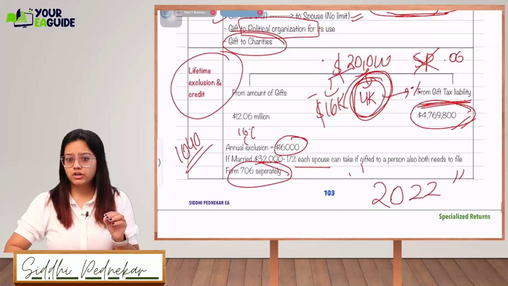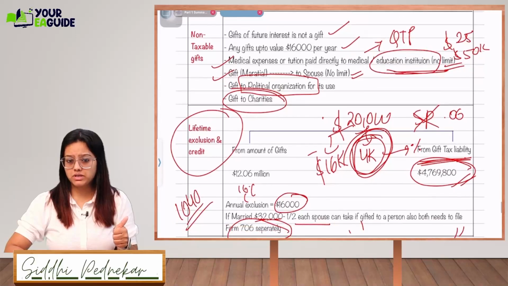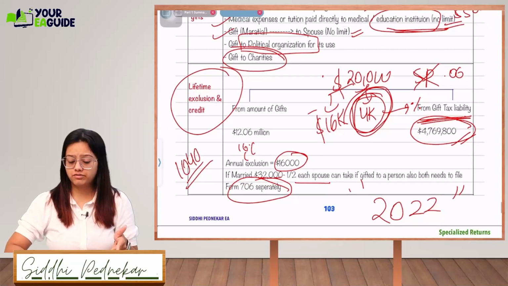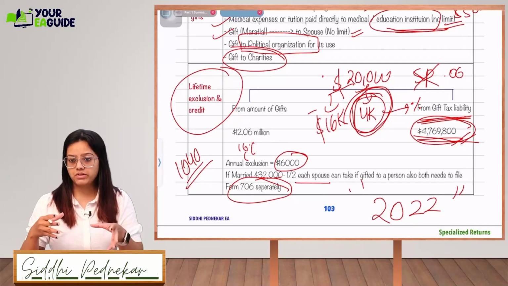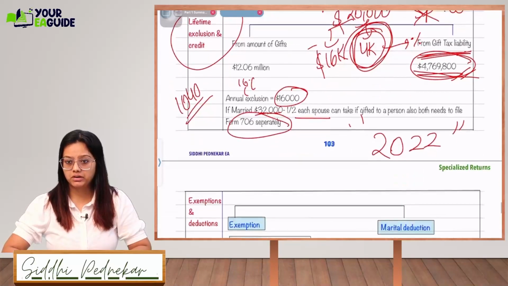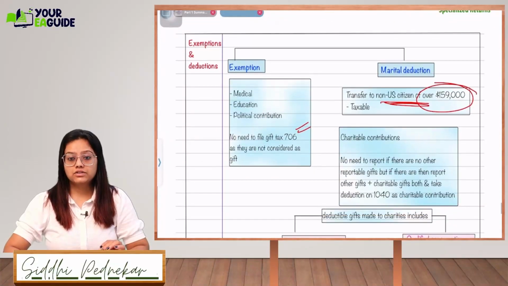Just understand for gift tax, these limits are important. 16,000 is important, 12.06 is important, and the gift tax liability limit is important. I know this is a little bit weird figure, like 479,800, but you have to remember it. There is no option. Next is charitable contribution.